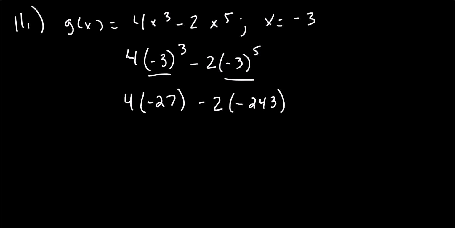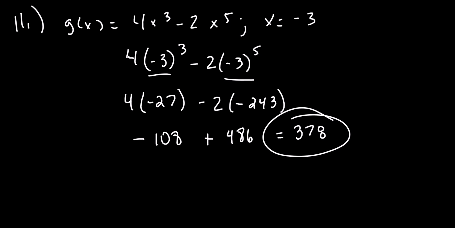4 times negative 27 is negative 108, plus, because it's a negative times a negative, 486. Negative 108 plus 486 is equal to 378. That's it for 11.